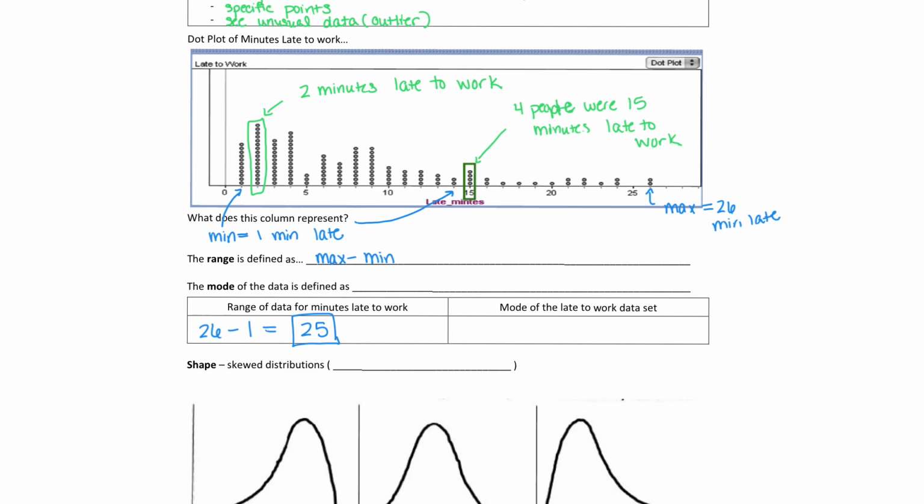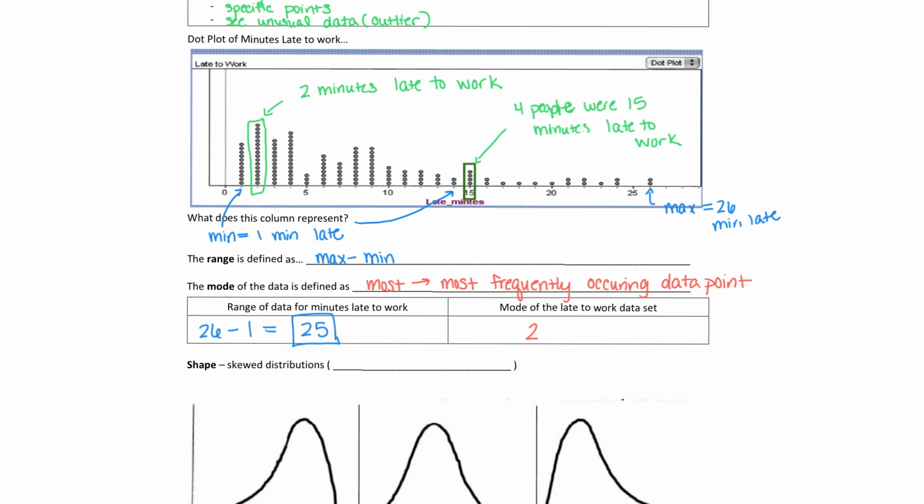Next, let's define mode. The mode of a data set is defined as the most. So mode is the most, meaning what is that highest column? It would be 2. So let's make this cleaner. Let's say it's the most frequently occurring data point. That's a more formal definition there, but I'd always remember mode is most and range is max minus min.